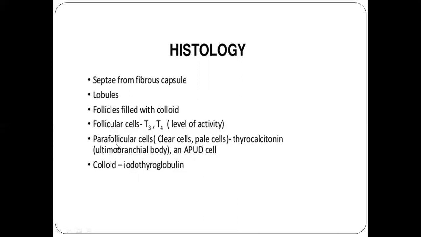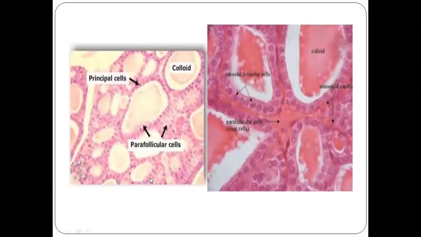The parafollicular cells, clear cells, and pale cells release thyrocalcitonin. They derive from the ultimobranchial body, which comes from the fourth pharyngeal pouch along with the superior parathyroids. When the colloid joins with iodine, it forms iodothyroglobulin. So this is the colloid, and these are the parafollicular cells. These parafollicular cells, the clear cells, release calcitonin.